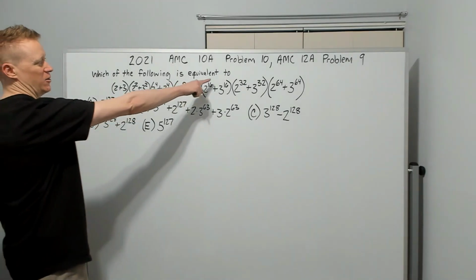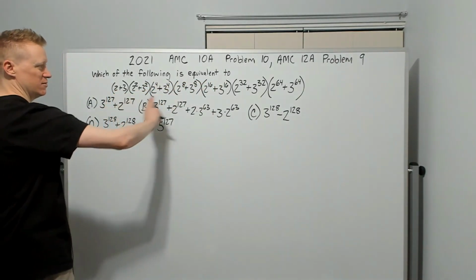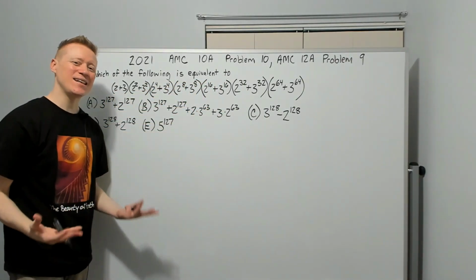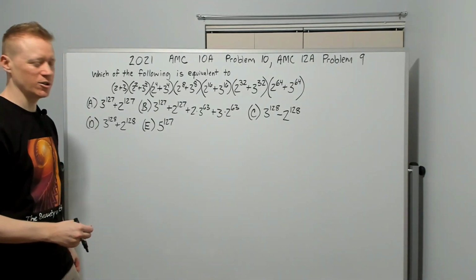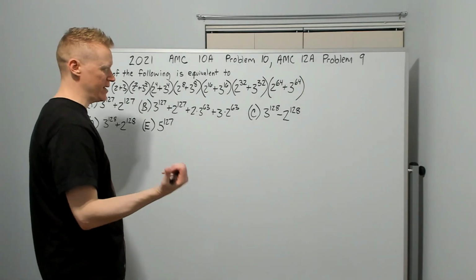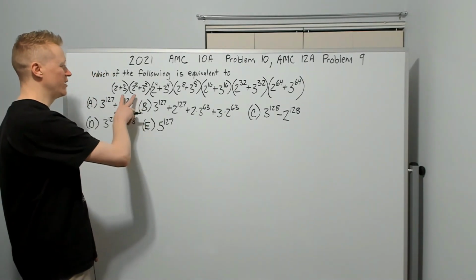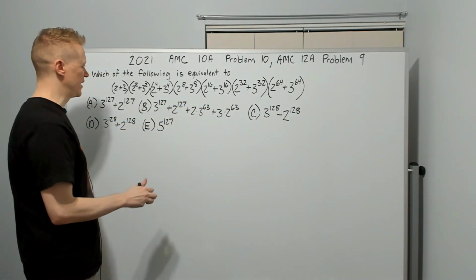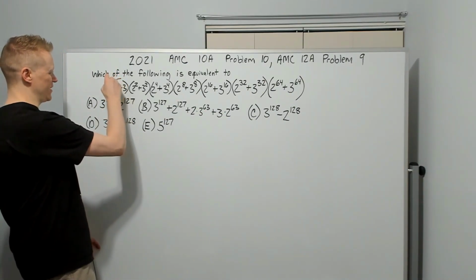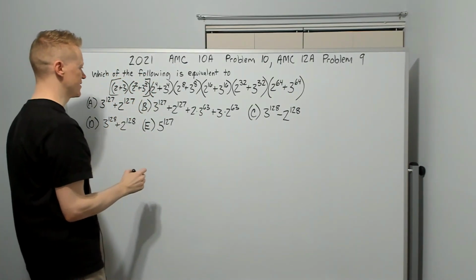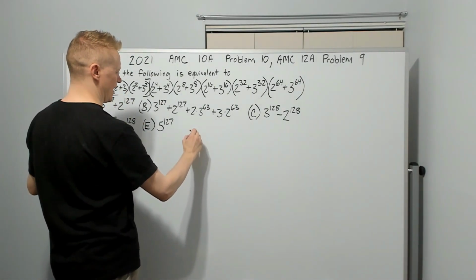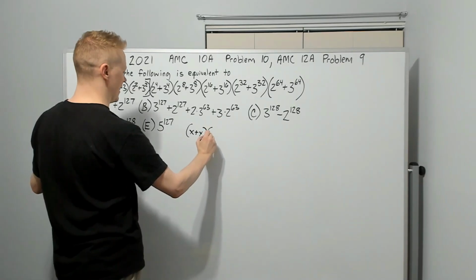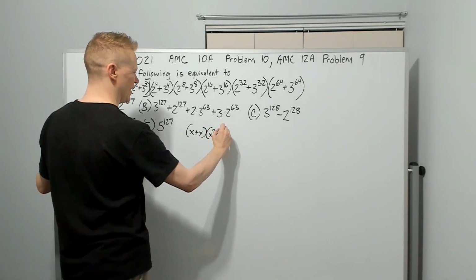Which of the following is equivalent to all of this? This is, again, your experience comes to your aid. There were several times in past contests, or maybe in volume 1, where this should look really familiar, right? Let's just take like this part right here, for instance. If I call that x and y, right? Let's say it's x plus y, and you've got x squared plus y squared.